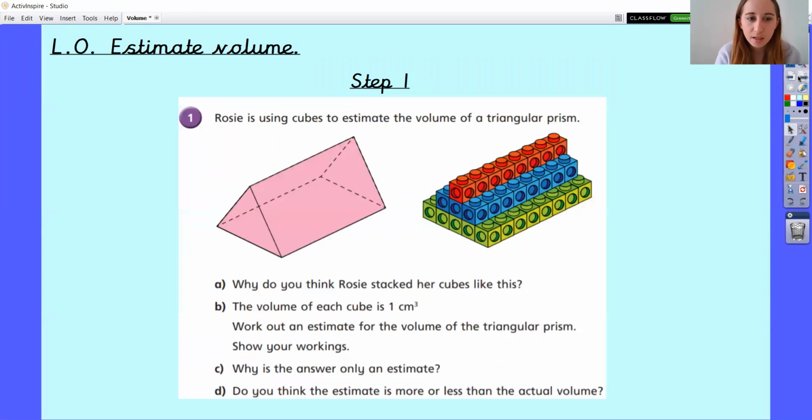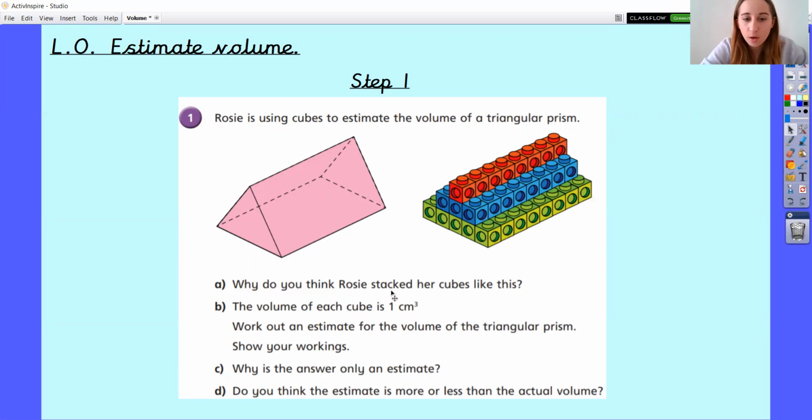So this is step 1. Rosie, here she is again. She's using cubes to estimate the volume of a triangular prism. So here's the triangular prism. It's obviously just a picture of it, but you can imagine it's a 3D shape. She's made that shape out of centimetre cubes to see if she can estimate the volume.